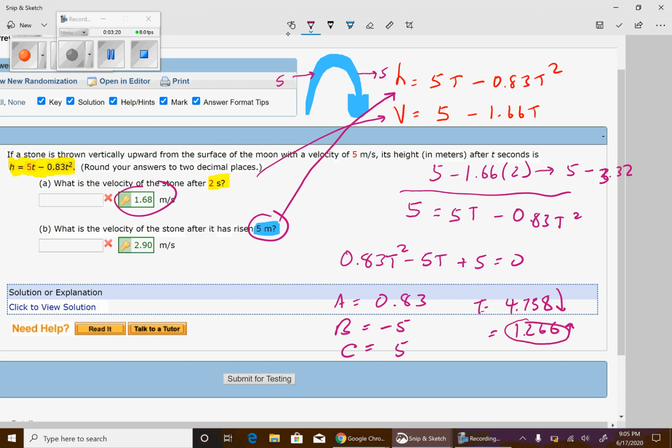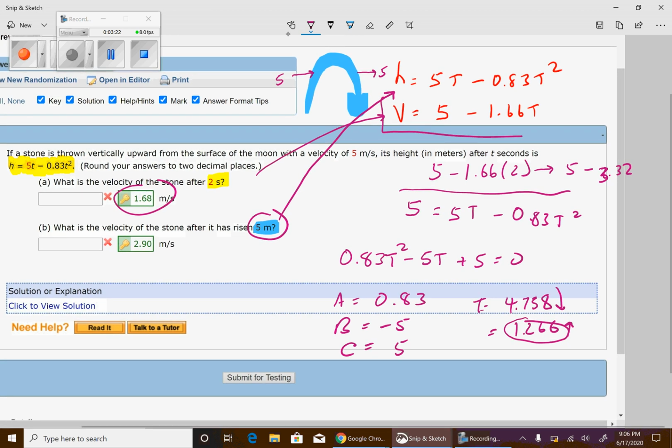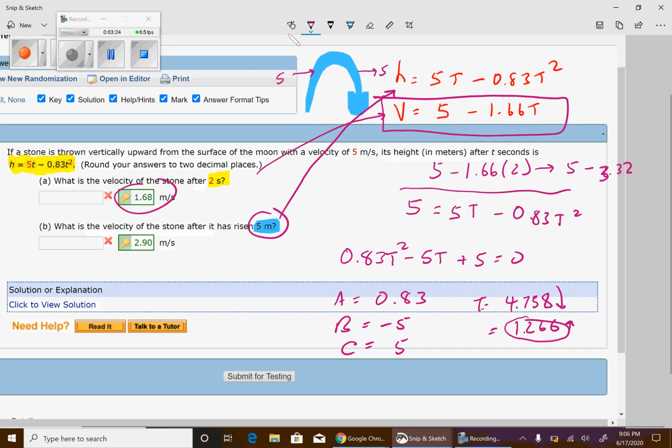And if I plug that into this formula for velocity right up here, here's my formula for velocity, and simply plug that in right there, being careful of the way you type that in your calculator. 5 minus, and open some parentheses, 1.66 times 1.266. That'll clean up to be about 2.90.